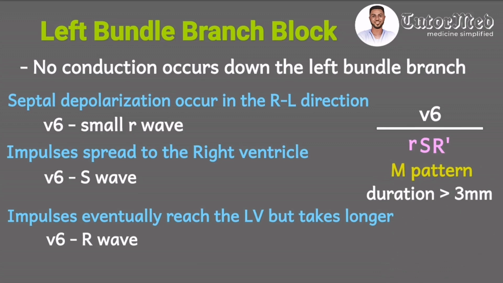And so really, the way I like to think about these two blocks is that both would have the M pattern and then long duration. But if this M pattern and long duration occurs in V1, then we have a right bundle branch block, which is complete. But if it occurs in V6, we have a left bundle branch block.